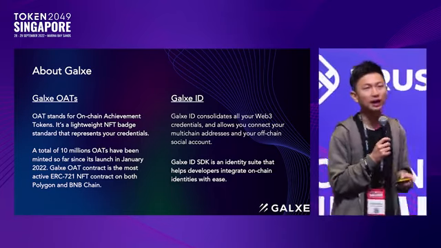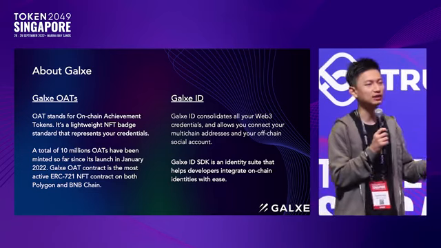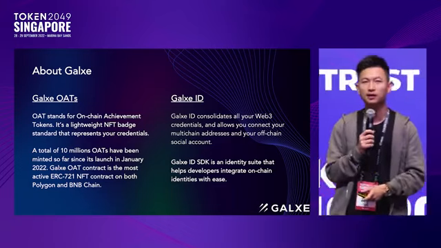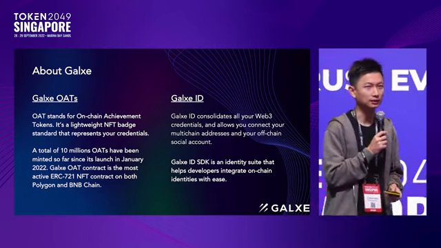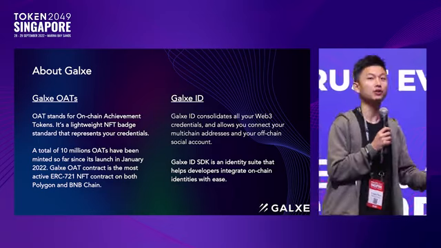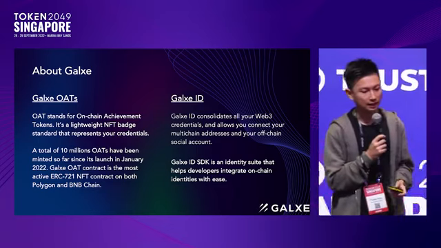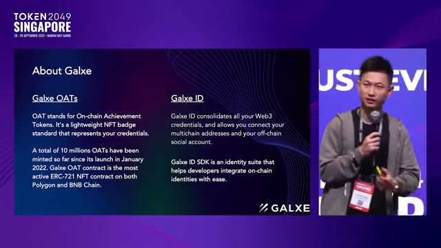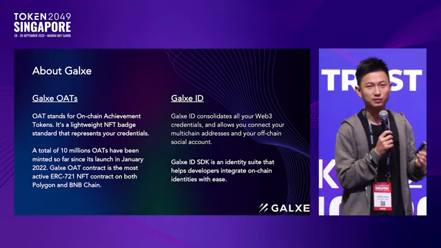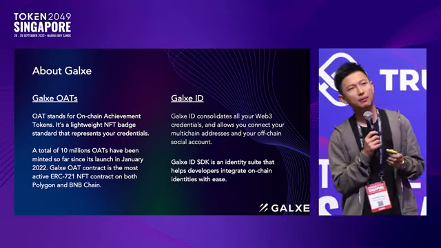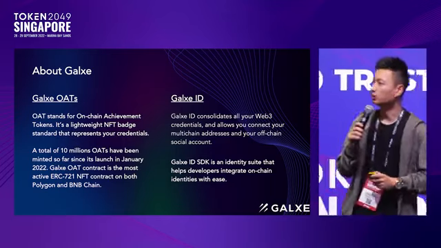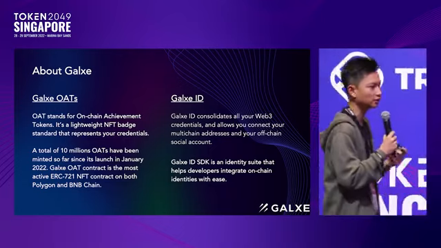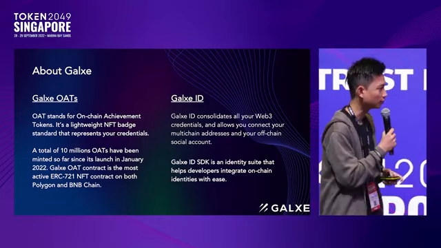And right now, the Galxe Oat contract is the most active contract on ERC 721, on BNB chain, on Polygon. I think it's also top 5 on Arbitrum and Optimism. So far there's a total of 10 million Oats minted, and I think we have about 700 to 800K unique holders, which is the largest NFT community in the world.